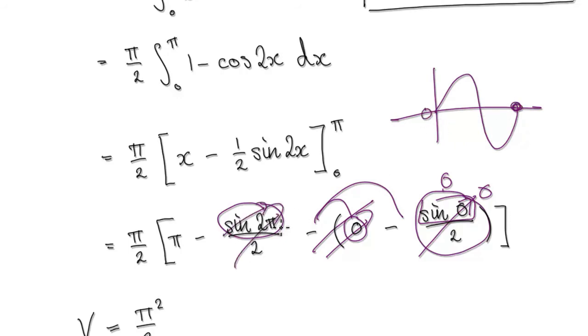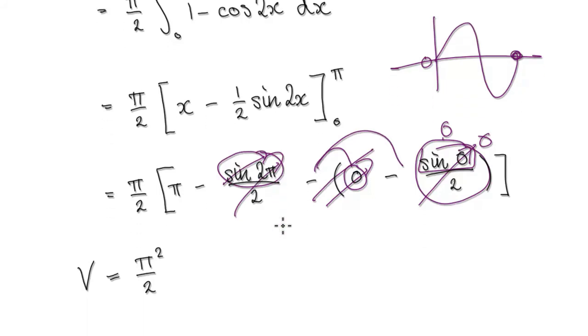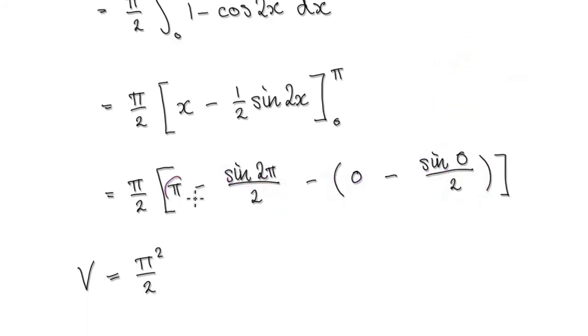So this thing here disappears, leaving you with pi, and then you multiply this to the top. That will give you pi squared over 2. So the volume of that solid is actually pi squared over 2.